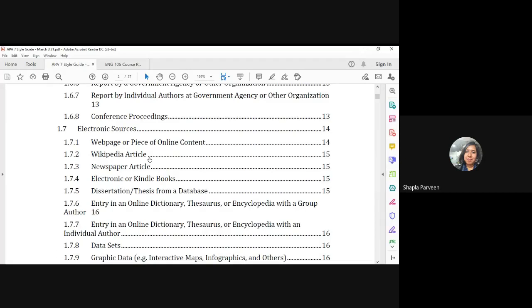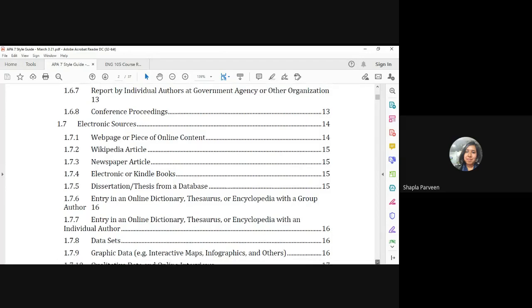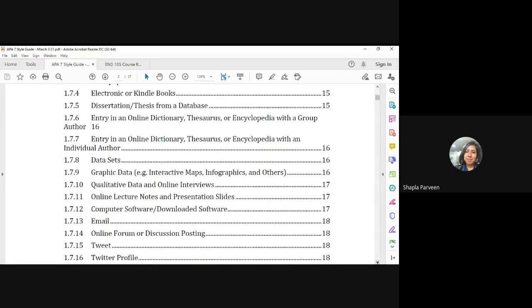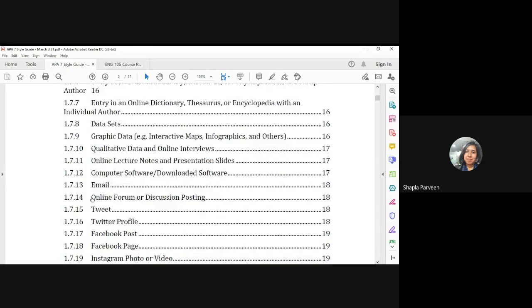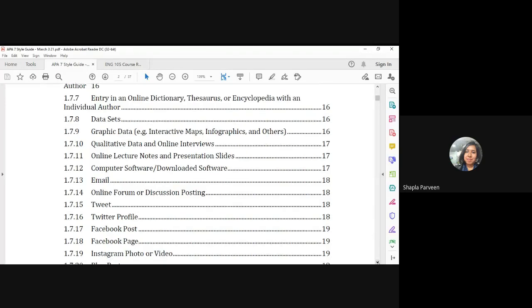But of course, Wikipedia gives you some basic information. There is always a reference list given. You should always try to find the original source. All right, so newspaper articles, electronic, Kindle books, so many rules you can see. It goes on, even emails. Look, these are new things added, emails.